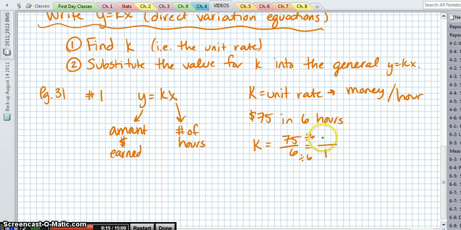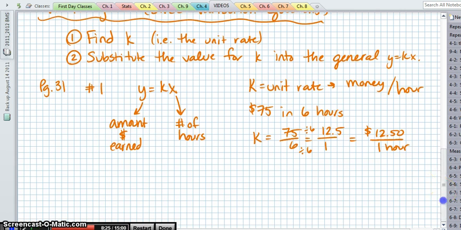Okay, so we should get 12.5. So what does this mean again? It means $12.50 per hour. Again, always know what your numbers represent. That way, if you get something that seems really, really off, like if you got a really tiny decimal, 0.125, you might go, wait a second, that doesn't quite make sense here.